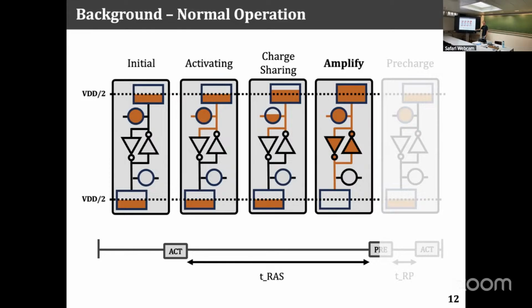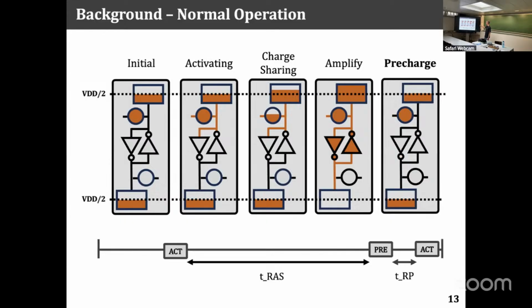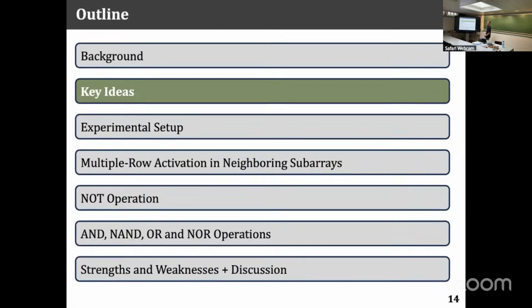Once the sense amplifier is activated, it drives the top bit line to the extreme of full operating voltage and the bottom to 0. And this was it for the activation. Now we can read or write to the row. But before we activate the next row, we have to pre-charge again by sending the pre-charge command, which sets it back to the initial state. So this is the normal operation.